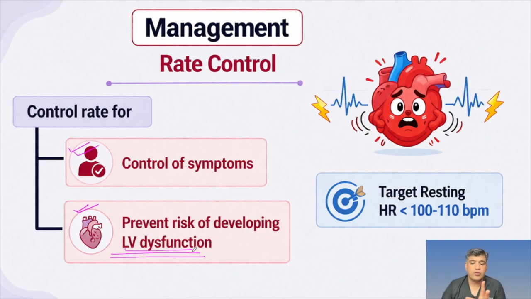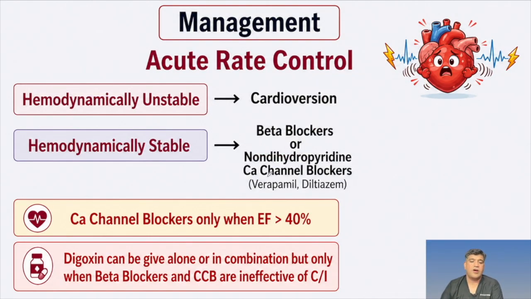So what is the rate control? What should be the target? The target should be, this is a lenient target, between 100 to 110. A stricter target would be to control the rate so that the heart rate comes below 90 beats per minute. So how do we control?